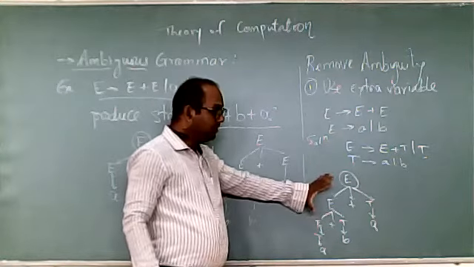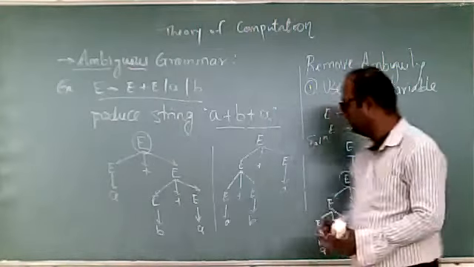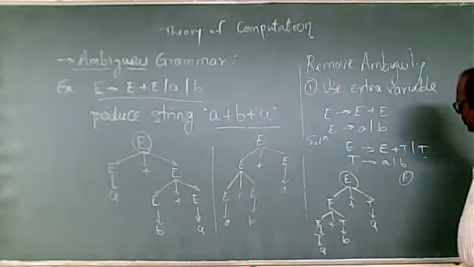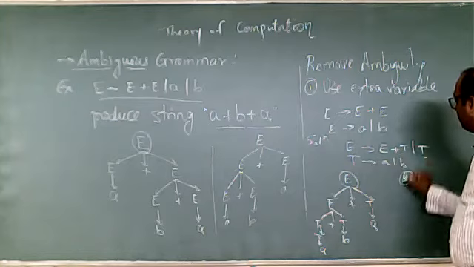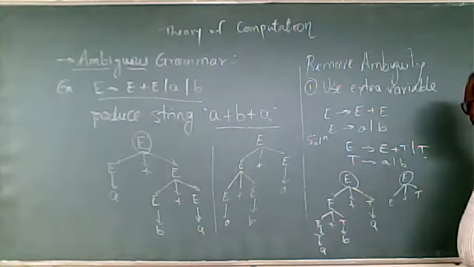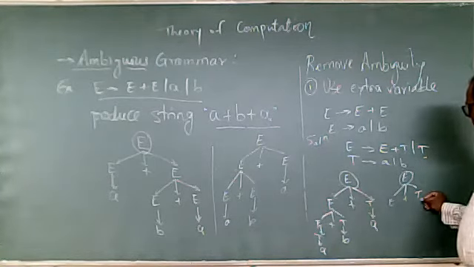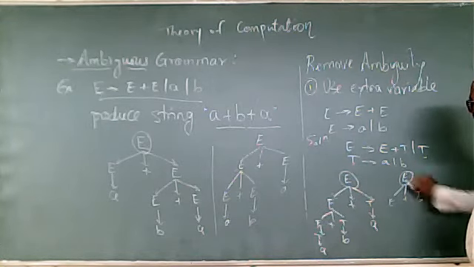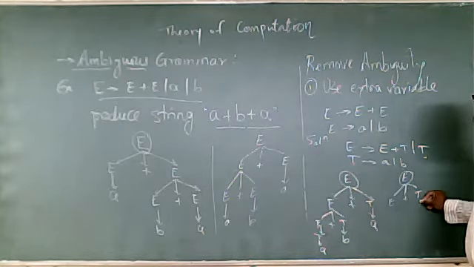Now we'll check whether another kind of replacement of productions can be used for generating the same string. So if I am starting with E, I want A plus B plus A. So this E will be replaced with E plus T. Now here it is a T, so this cannot be expanded because this T will get replaced with A or B. So I cannot expand this T.